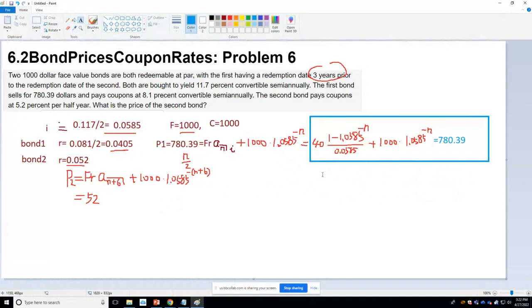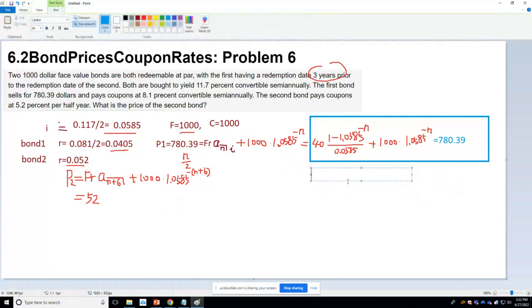We multiply both sides of the equation by 0.0585, multiplied by the denominator. So you have 40 minus 40 times 1.0585 to the power of negative n, and then plus 1,000 times, here we multiply 0.0585 to both sides of the equation.